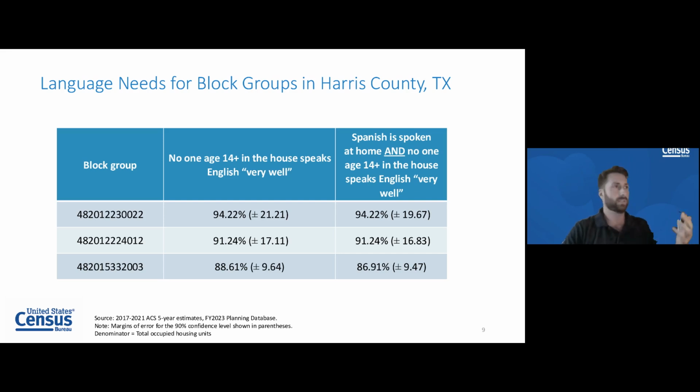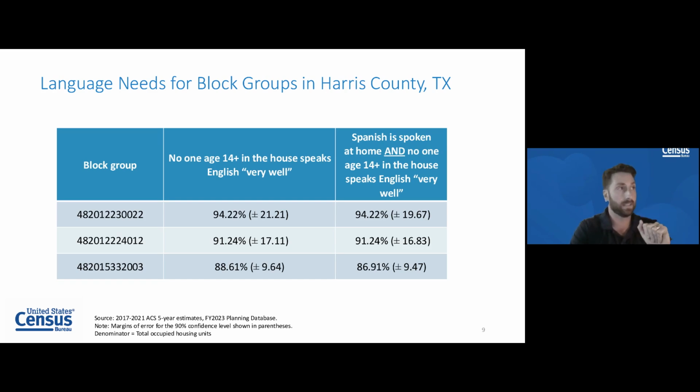So this is just an example in Harris County of a few block groups. Here we see there's a high proportion of occupied housing units where no one age 14 in the house speaks English very well, right? 88% and higher across these block groups. And then when you look at the language, again, this is also a variable on the planning database. You want to see what it is. Actually, it is Spanish primarily. In almost all the cases, there's a small percentage among the last block group that it's not Spanish, it's another language.